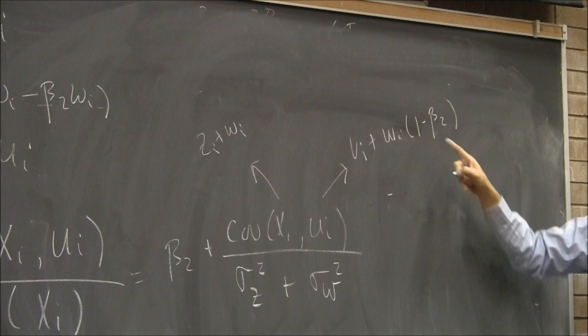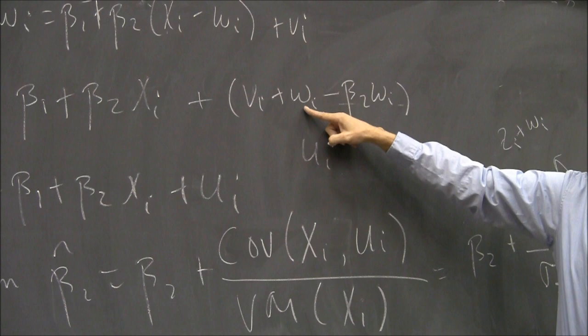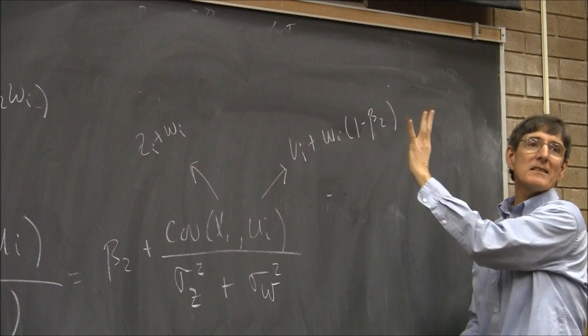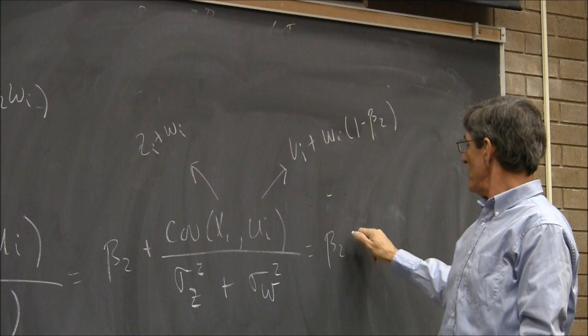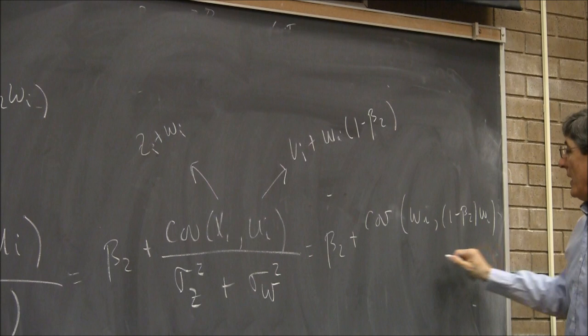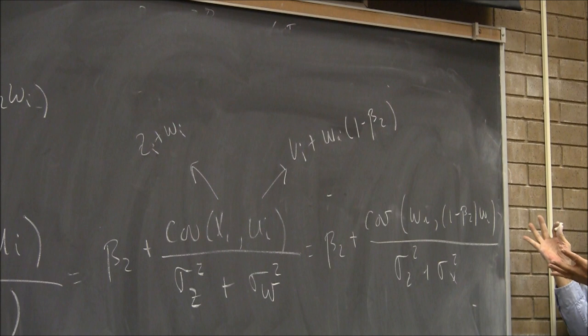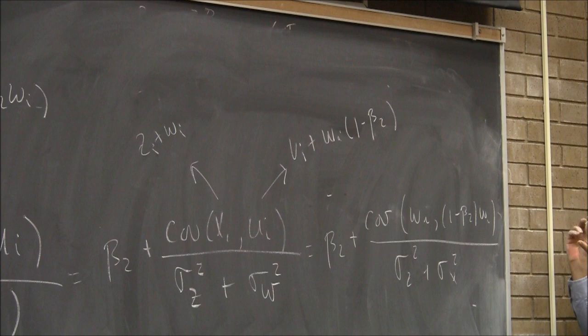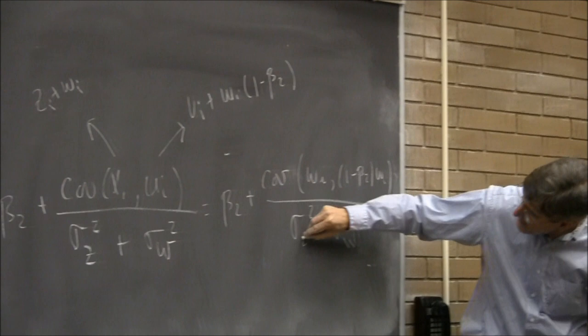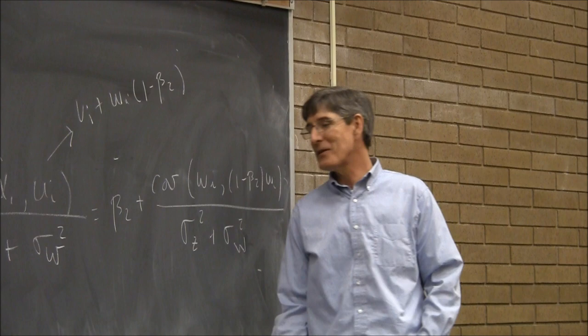What's different here is this 1. Before, in the last models, this was some other random variable in the permanent income model. So you didn't get any correlation. So you didn't get a 1 here, and you got the minus beta 2. So that's the only difference. So this becomes beta 2 plus the covariance of wi and 1 minus beta 2 wi over sigma squared z plus sigma squared w. I just isolated the term that matters and made everything else zero. Is that okay? Sigma squared w. Thank you. That's a really bad looking z. Hopefully the crossing helps you tell them from twos, because I could never tell them apart when I used to do this stuff. Started crossing.